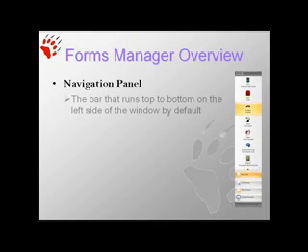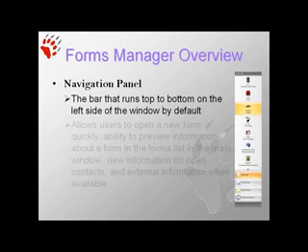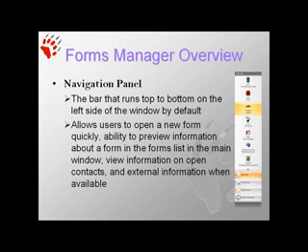You also have your navigation panel. By default, the navigation panel is on the left-hand side of the screen. It pretty much runs from the top to the bottom. And I say by default because it can be moved. It also can be turned off. But by default, it'll always appear on the left-hand side unless you change that. From there, you can add forms very quickly. You can preview forms if you're in the forms viewer. You can view external information, open contact information. So it's a useful bar, and depending on your preferences, you may or may not want it turned on.